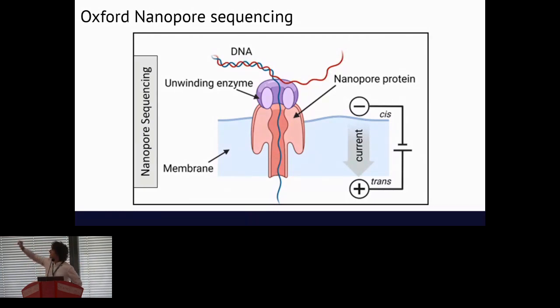Now, some of the more astute listeners may be seeing where we're going here. If there is a non-B structure upstream of this pore, then maybe something is happening. Maybe it's taking longer to unwind, or maybe it's taking less long to unwind. But that's what we're going for. We're going to say, if there's a structure upstream, this is going to affect how long it takes the DNA to go through the pore.